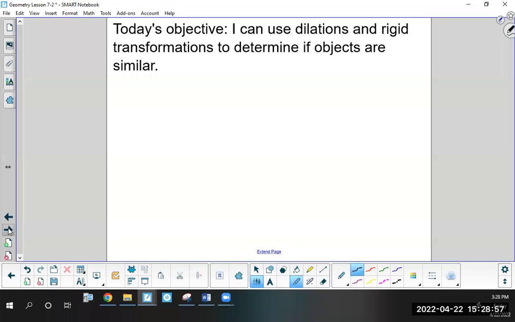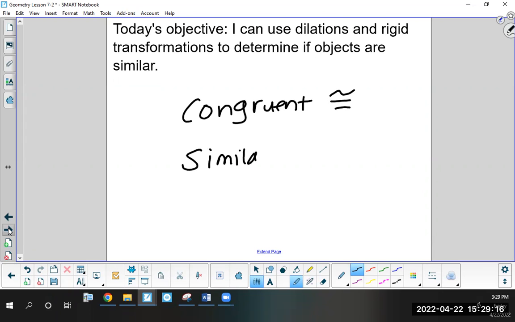So if you guys remember, we talked about congruent. Okay, using this symbol, and congruent means they are identical, they're exactly the same. So we're not talking about that today. Today we're talking about similar, which is represented just by the squiggle, to see if a transformation creates similar figures.